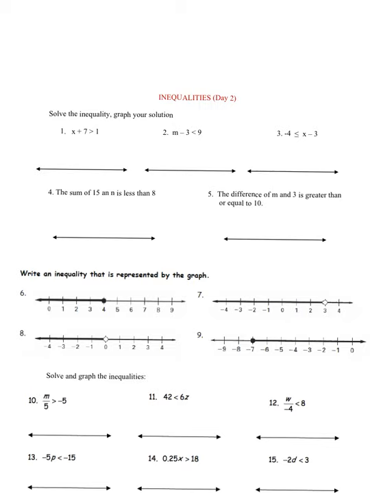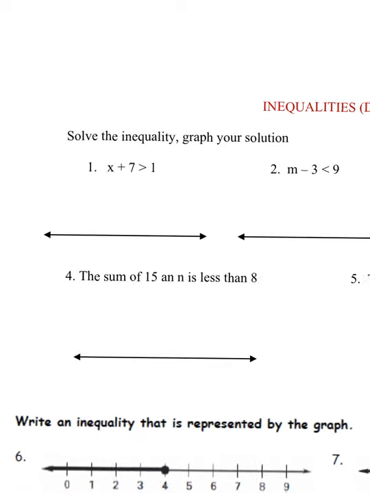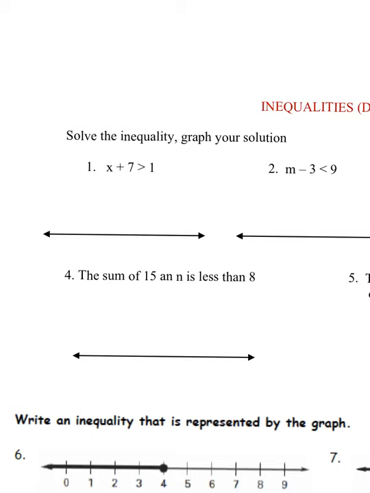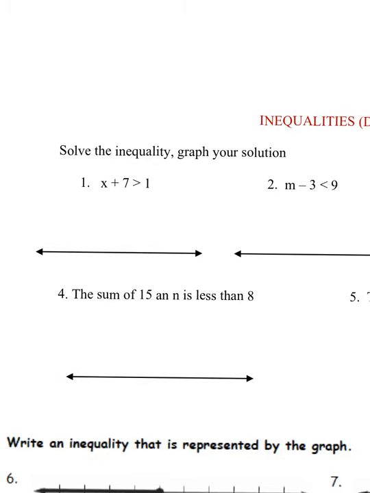Okay, so this is what we were going to come back to. So I'm just going to review from right here. If you look at our first problem, it says x plus 7 is greater than 1. So remember, when we're solving for equations, we're always trying to get x by itself. And in this case, x is not by itself. So we need to get x by itself.